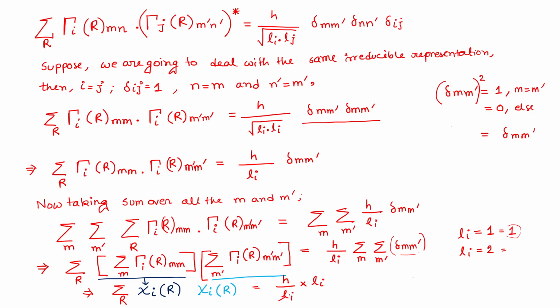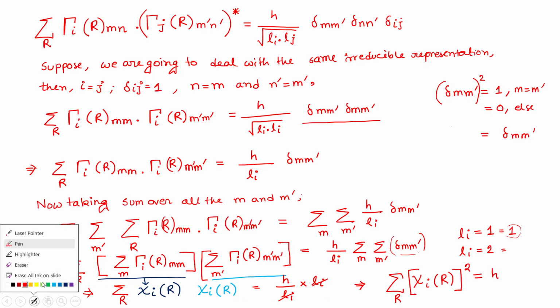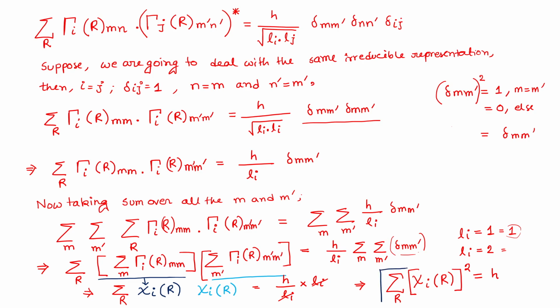So your li gets cancelled and you are left with the working rule that we are using, that the sum of the squares of the characters from the same irreducible representation is going to give you the order of your point group. So this is the proof of one of the working rules.